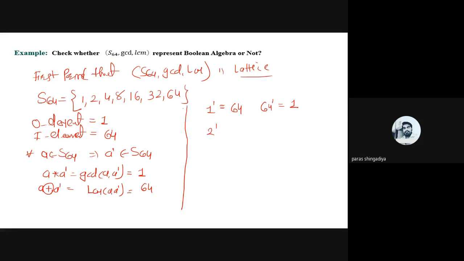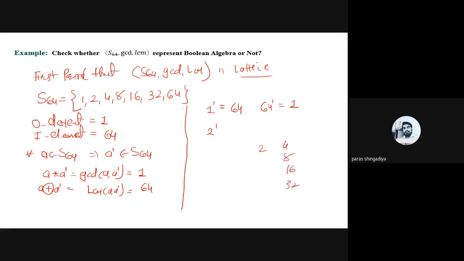And similarly we can say that 64 dash is equal to 1. And now the second number, 2 dash. So the choices are 4, 8, 16 and 32. We have 4 numbers, and all are even values, that is 4, 8, 16 and 32, and we pair them with 2. So 2 with 4, GCD is equal to 2. 2 with 8, GCD is equal to 2. 2 with 16, GCD is equal to 2. And 2 with 32, GCD is equal to 2. Okay, they are pairs of even numbers, and for two even numbers, we cannot prove GCD is equal to 1.